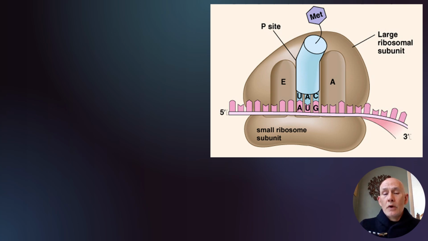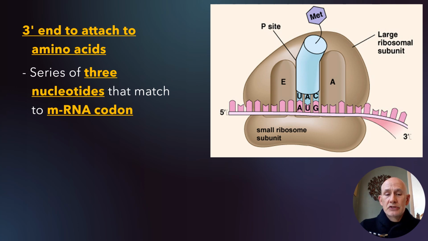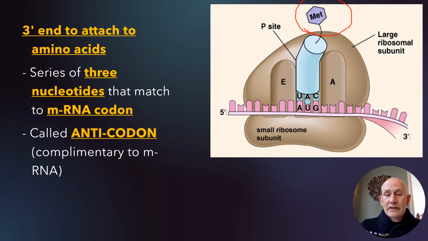Okay, so what we see then is the 3' end is attaching to that amino acid. That's going to be specific to whatever tRNA it is. And then your anticodon is on the other end right here. And that is matching to the 3 nucleotide codon section of the mRNA. So the DNA is called the code, the mRNA is called the codon, and then the tRNA is called the anticodon.